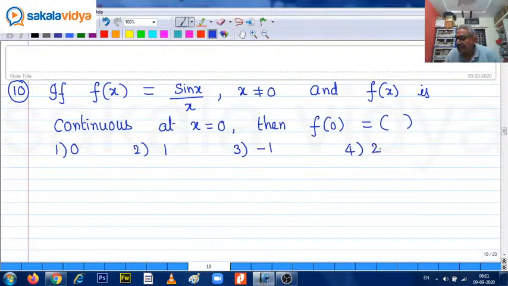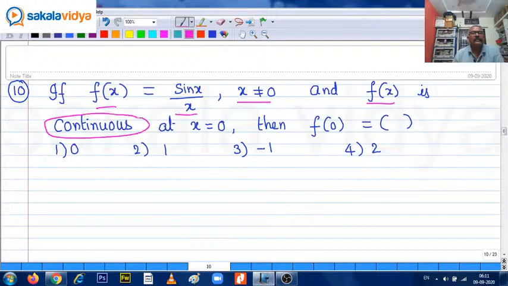Actually this is a previous Eamcet question itself, but this time this kind of problems may not be asked. It's a very easy problem. Everybody knows the answer is 1. This is a direct formula based question. f of x is equal to sin x upon x, x does not equal 0. f of x is continuous at x equal to 0. We need to find f of 0.